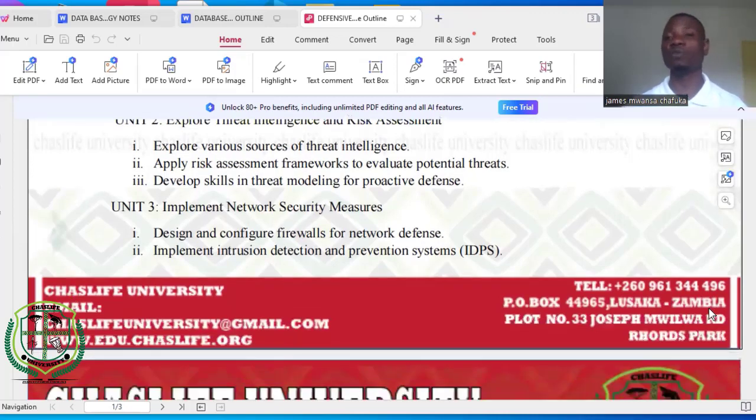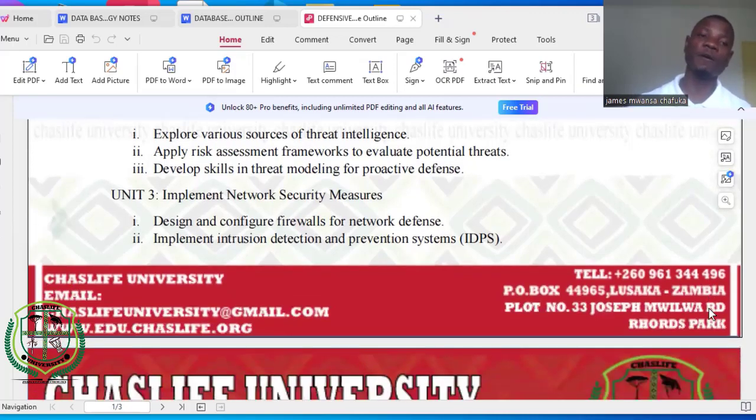And then we proceed by looking at Unit 3, which has the main subtitle Implementing Network Security Measures.